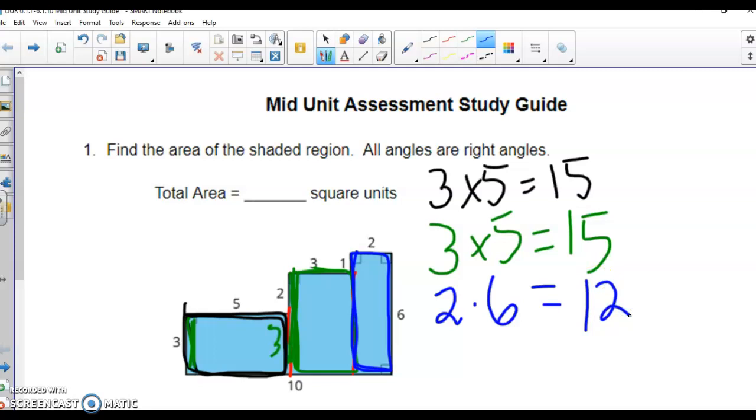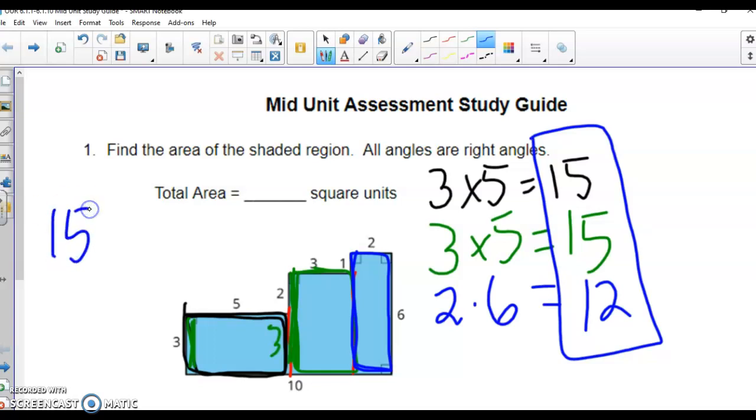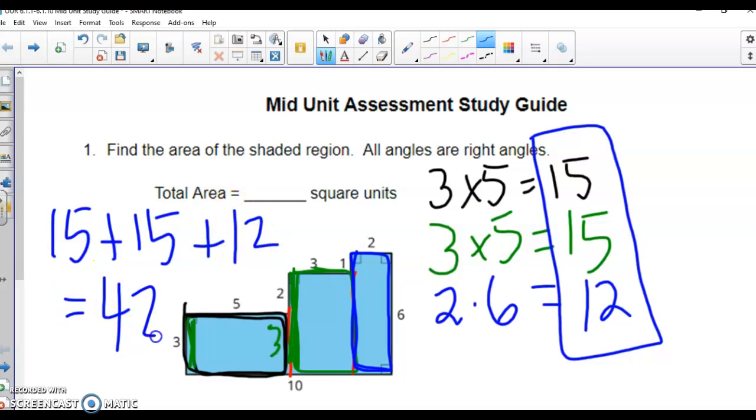Now to find the total area of this compound, shaded region, we're going to add all these together. So add all those together, pause the video and see if you can come up with the answer. Okay, if you added 15 plus 15, that's 30, and 12 more, you should get 42. If you got 42, you are correct.